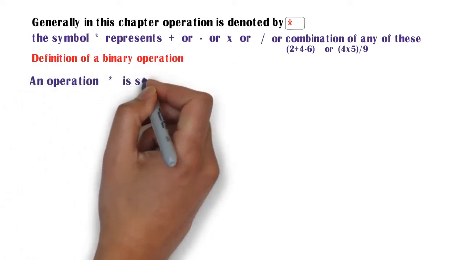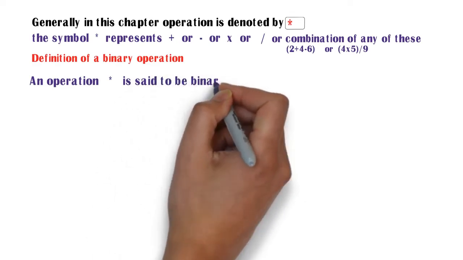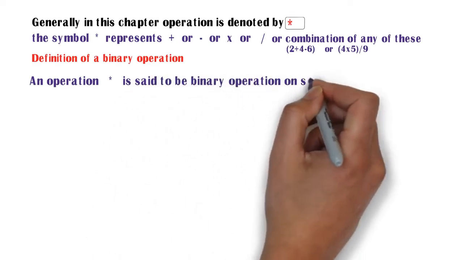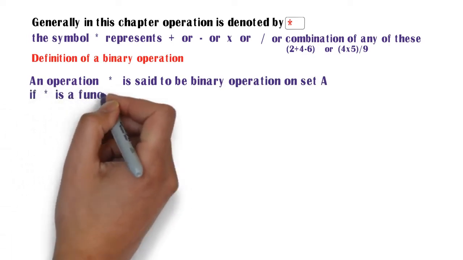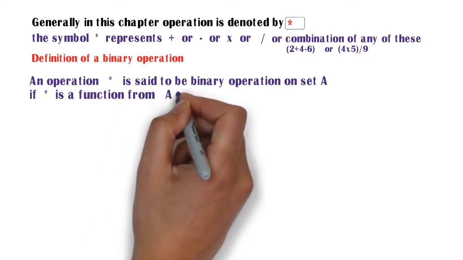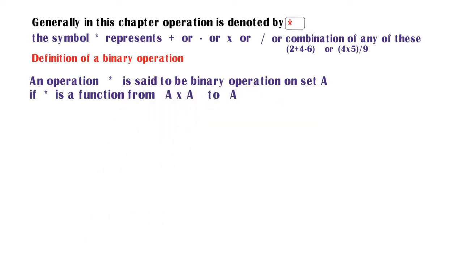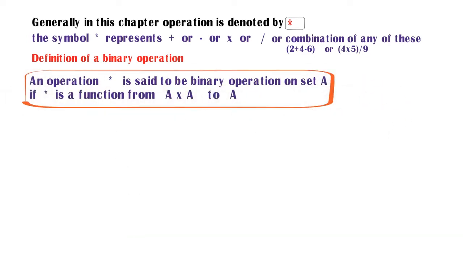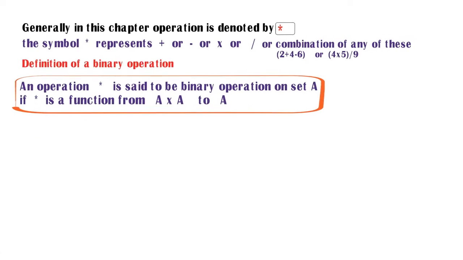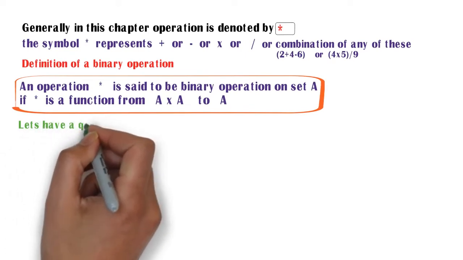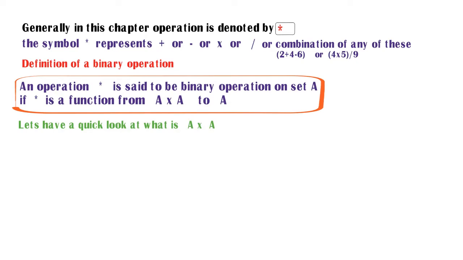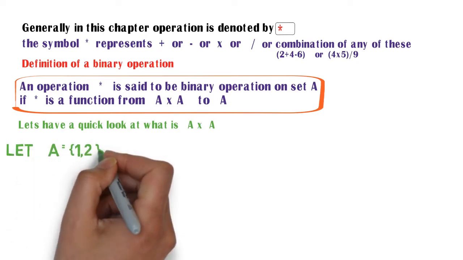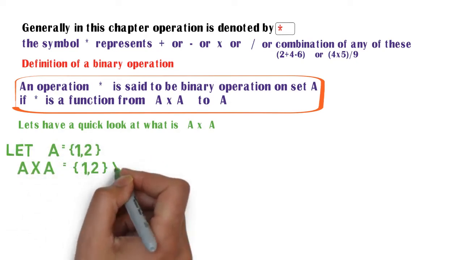An operation star is said to be a binary operation on set A if star is a function from A cross A to A. The relation star must be a function from A cross A to A. Then the operation star is called a binary operation. Now let's have a quick look at what is A cross A. Let the set A be equal to {1, 2}. What is A cross A?